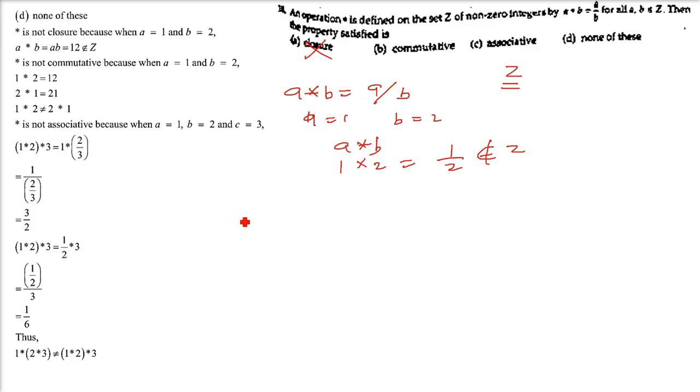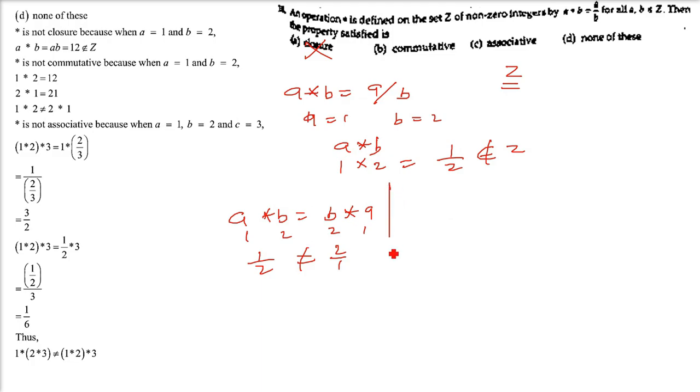Commutative: a star b equals b star a. Is a by b equal to b by a? No, it cannot happen. For example, take 1 and 2, and 2 and 1. So 1 by 2 is not equal to 2. It is not commutative.